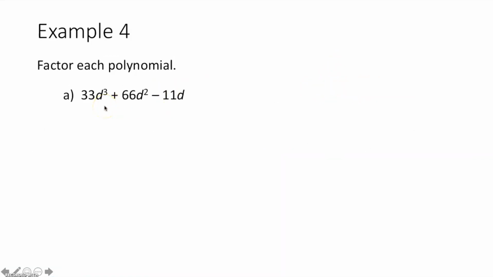Example 4, we now have a trinomial that we're going to do this with. It works the exact same way, except we just have 3 terms now. So we have to break up each of those. So let's start with 33d cubed. We start by breaking up our coefficient and our variable.